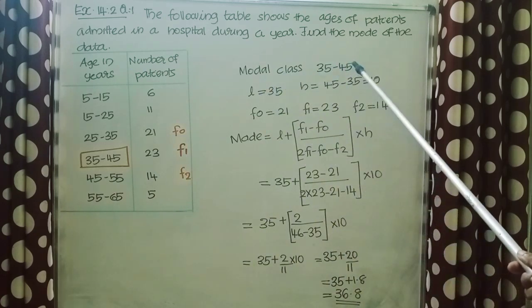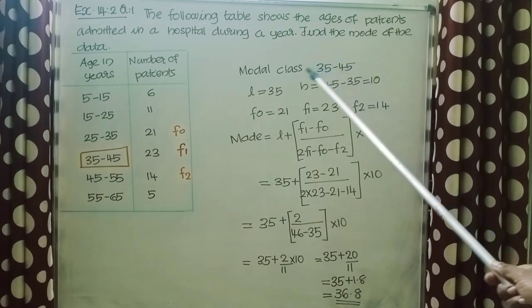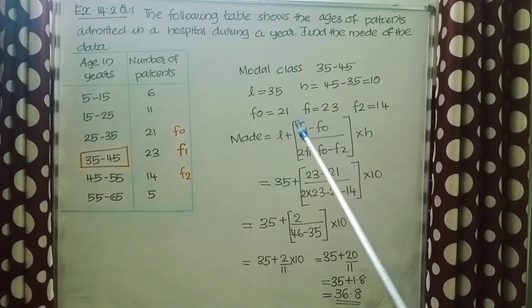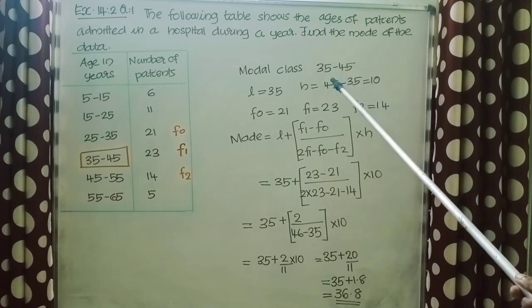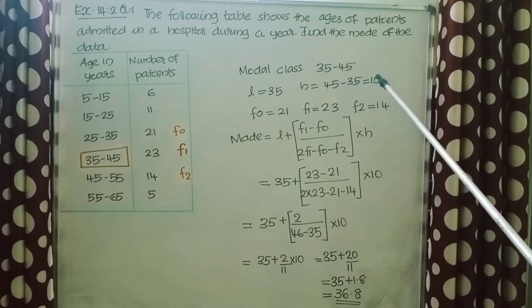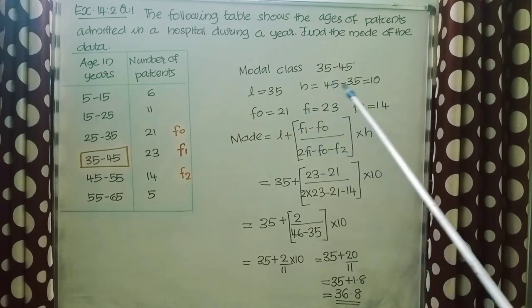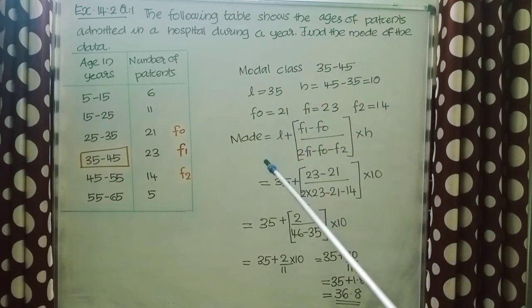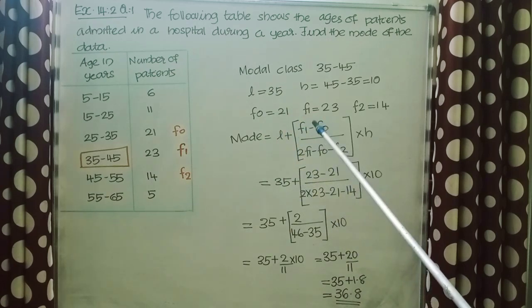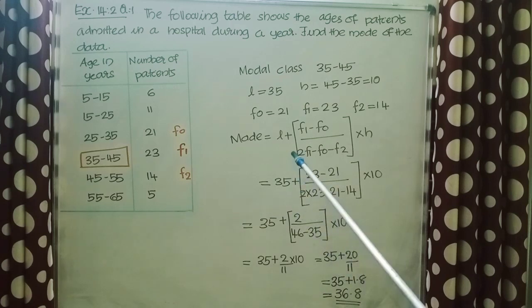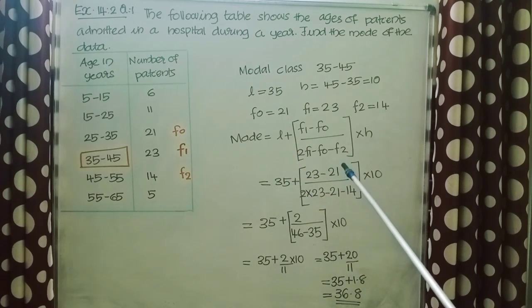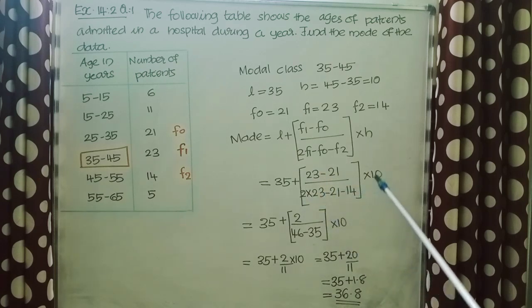L is the lower limit of the modal class. Here lower limit of modal class is 35. So we can write L equal to 35. H is the size of the class interval, 35 to 45. The size is 45 minus 35, that is equal to 10. So we have got all the values in the formula. The formula is mode equal to L plus (F1 minus F0) by (2 F1 minus F0 minus F2) into H. Let us put in the values. We get 35 plus (23 minus 21) by (2 into 23 minus 21 minus 14) into 10.